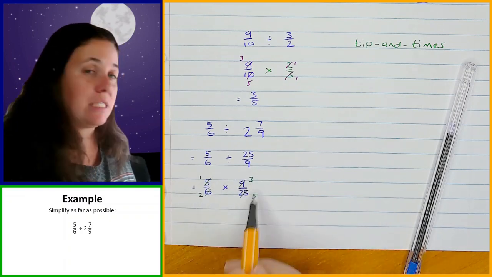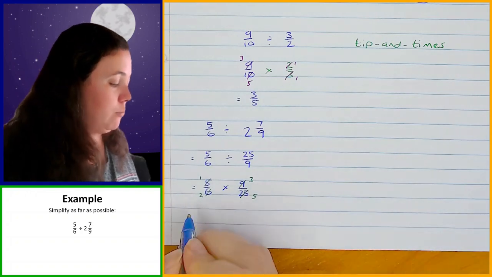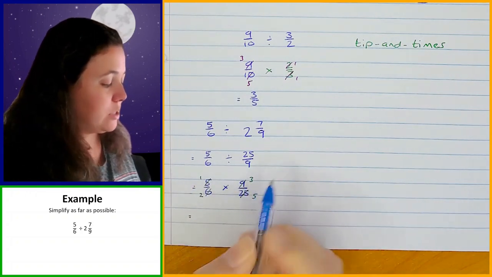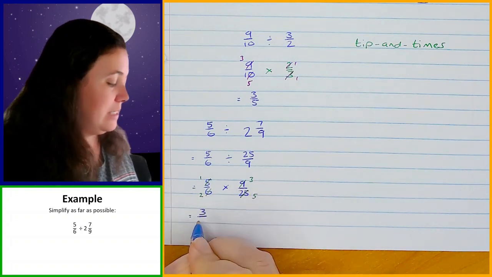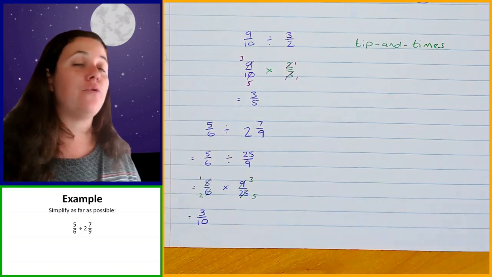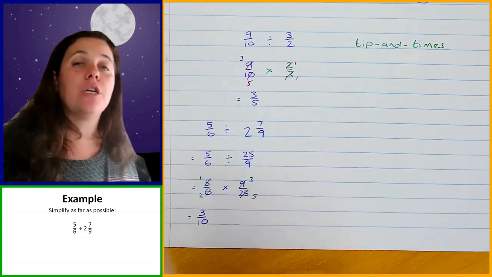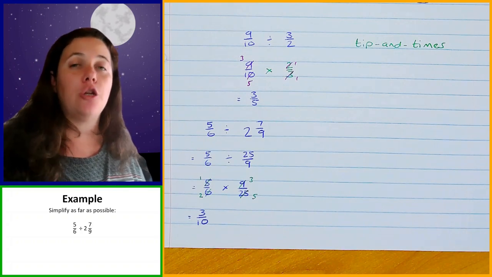Now I don't have anything else that I can cancel out, so I'm going to go and multiply my numerators. So that's 1 times 3 is 3 over my denominators, 2 times 5 is 10. And that's what you get for that example. So when we're doing division, we are going to tip and times. First, you check and see if there are any mixed numbers that need to be changed, and you change those.